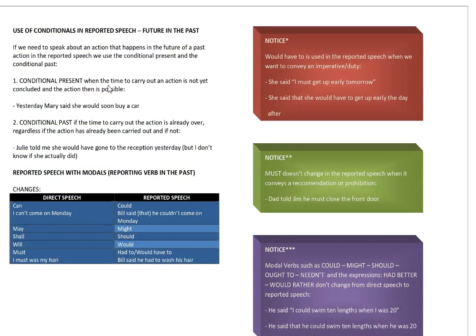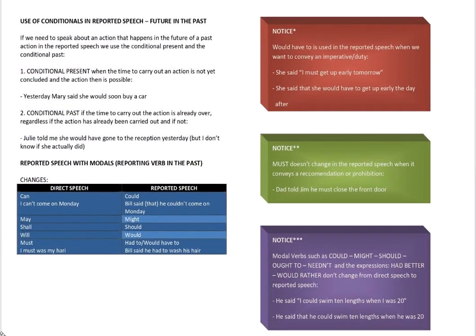Finally, the use of conditionals in reported speech, or future in the past. If we need to speak about an action that happens in the future of a past action in the reported speech, we use the conditional present and the conditional past. In which cases do we use these two different forms? If the time to carry out an action is not yet concluded in the past, and therefore the action is possible, we will use the conditional present.